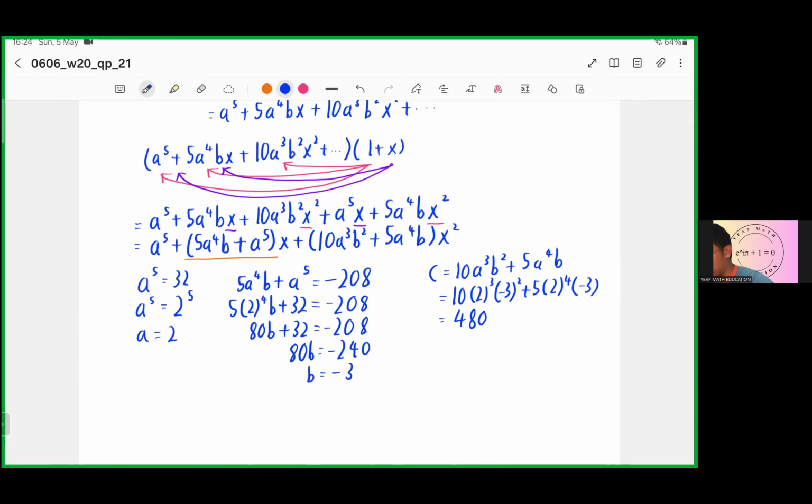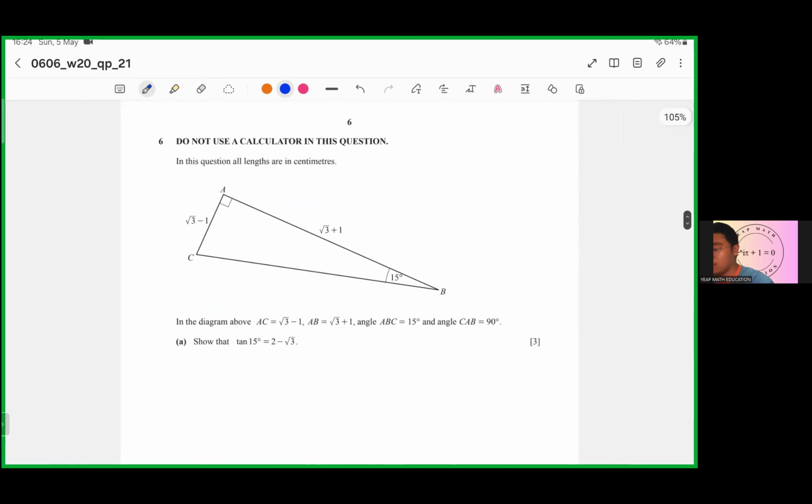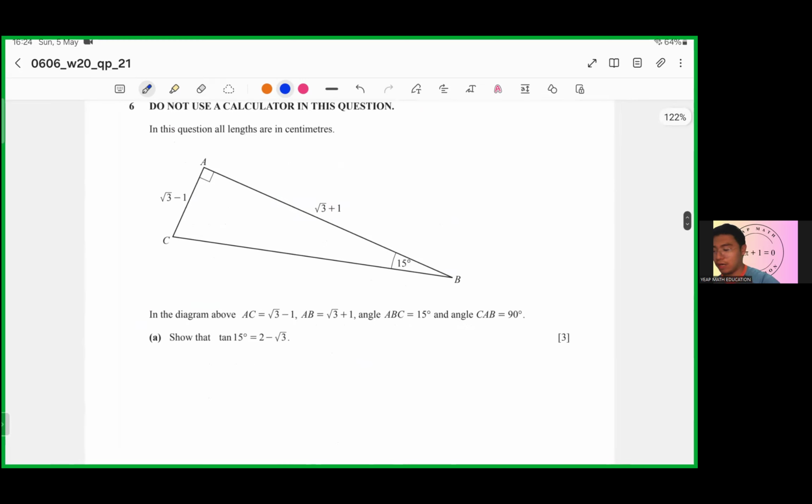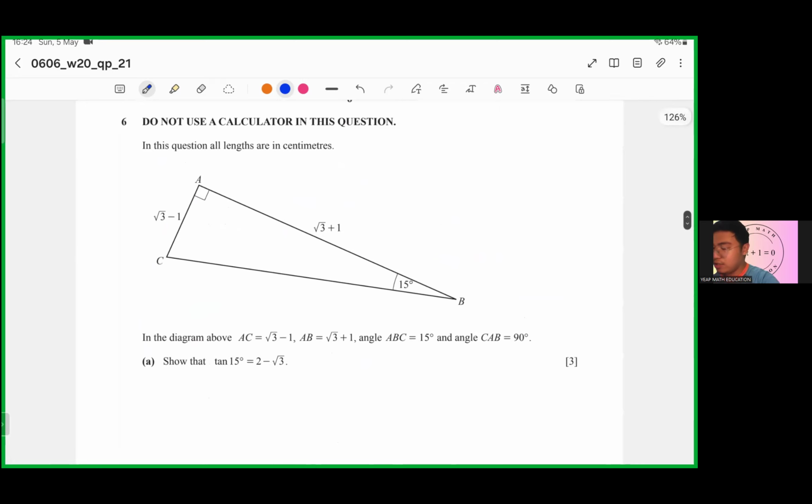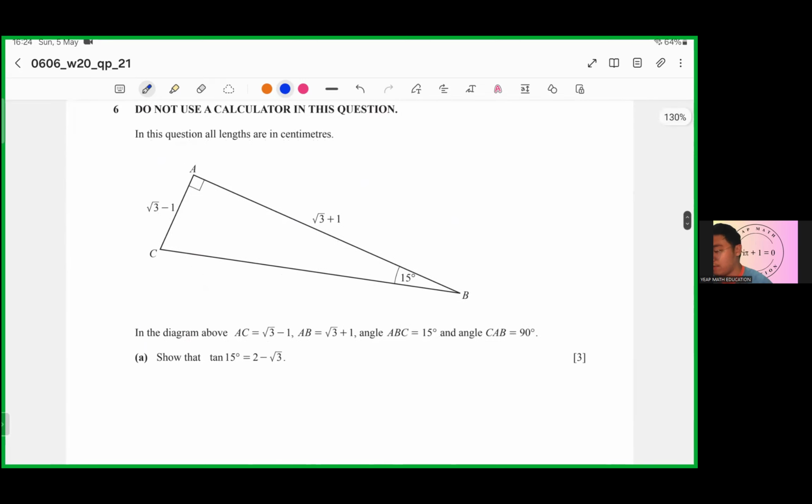So now we look at the next question. This question you cannot use the calculator, so I won't show you how to use the calculator for this question. In this question, all the lengths are in centimeters. You can see the diagram shown is a right angle triangle. In the diagram above, AC is root 3 minus 1, AB is root 3 plus 1, angle ABC equals to 15 degrees, and angle CAB is 90 degrees.